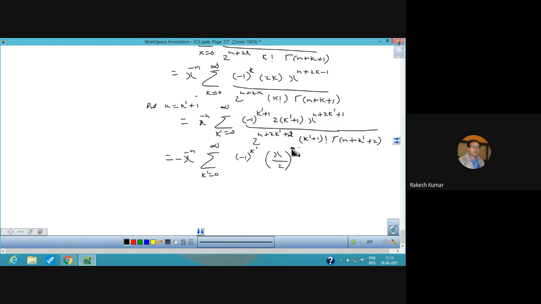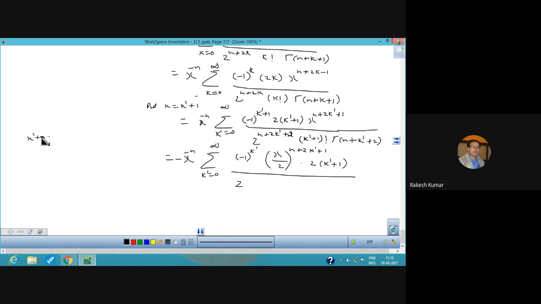X over 2 raised to power n plus 2k dash plus 1, and divide by, and in the numerator you have 2k dash plus 1 and in the denominator 2 raised to power 2, but we have adjusted 2 raised to power 1 here, so 1 extra 2 will be left over here. So k dash plus 1, it can be written as k dash plus 1 factorial.